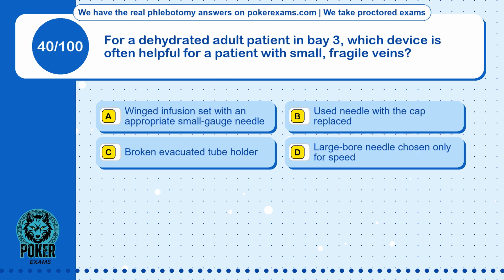Question 40. For a dehydrated adult patient in Bay 3, which device is often helpful for a patient with small, fragile veins? Option A. Winged infusion set with an appropriate small gauge needle. Option B. Used needle with the cap replaced. Option C. Broken evacuated tube holder. Option D. Large bore needle chosen only for speed.